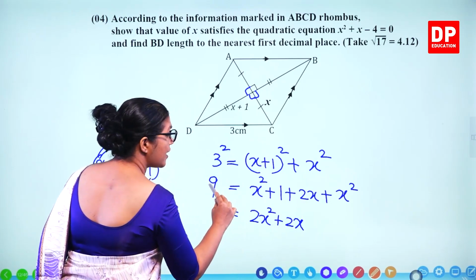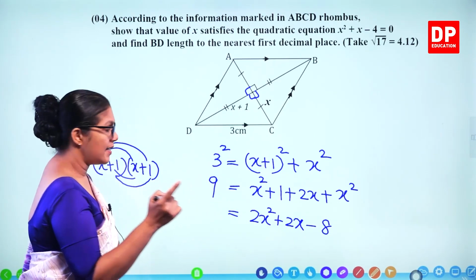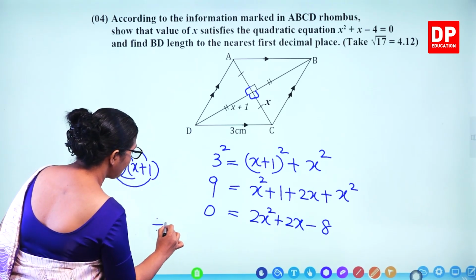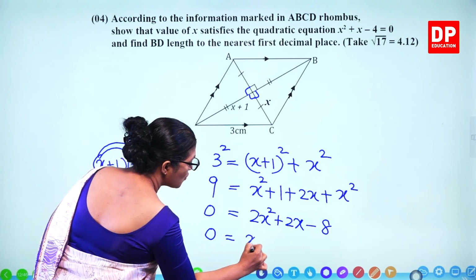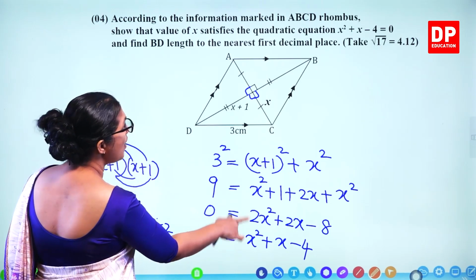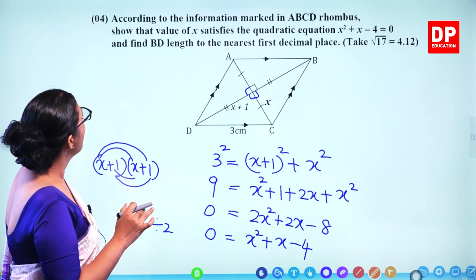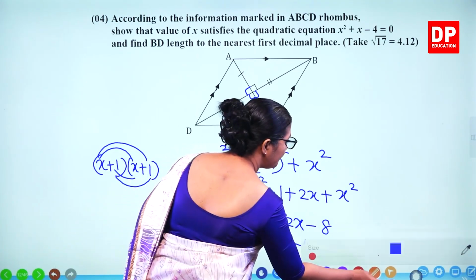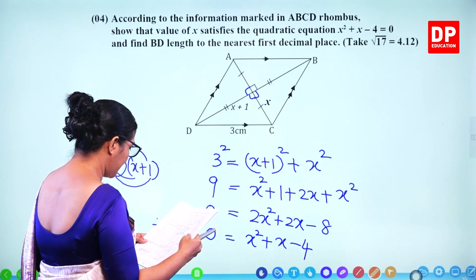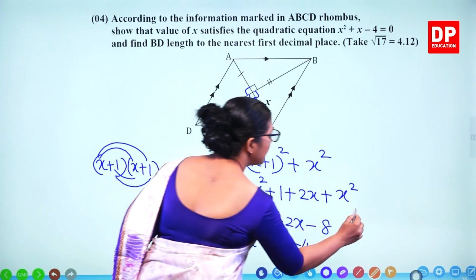And here, when you take 9 to the other side, 1 minus 9 is minus 8. Divide the whole equation by 2. You get x squared plus x minus 4 equal to 0. So, that's what we need: x squared plus x minus 4 is equal to 0. So, that's the first part. How many marks for that step? Up to this point, we can give just 3 marks.